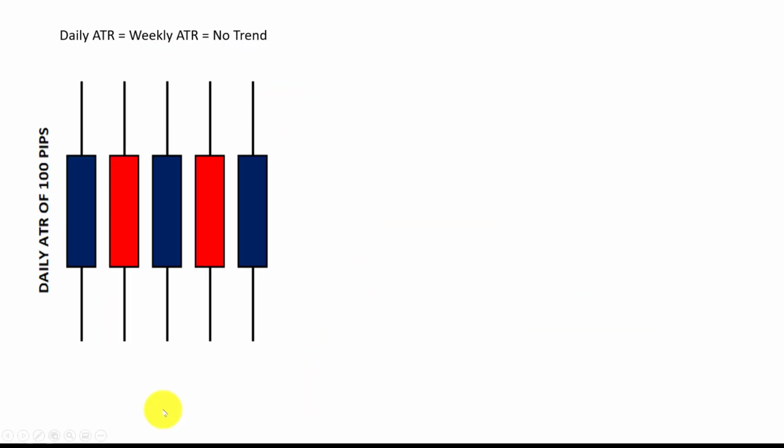So let's have a look at the difference between volatility and trendiness. Here's an example of a currency. It has a daily ATR, or a volatility, of 100 pips. That can repeat itself on Monday, Tuesday, Wednesday, Thursday, Friday, and so we say this currency has a 100 pip daily volatility, but it also has a 100 pip weekly volatility because it's traded in the same range, and therefore it is not really a great trending currency.